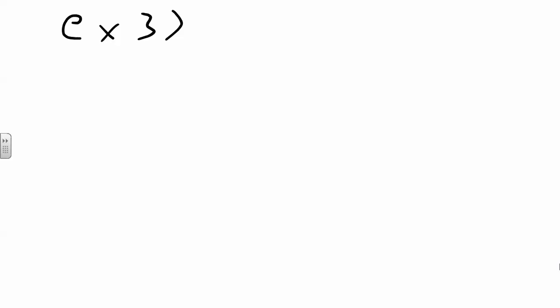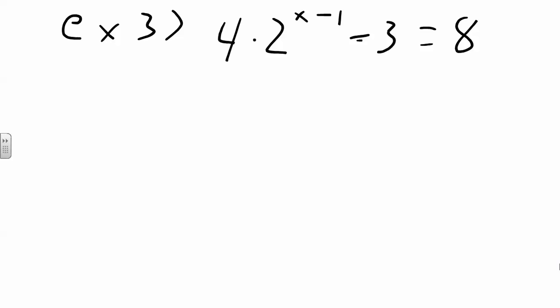Let's do 4 times 2 to the x minus 1, minus 3 equals 8. Again, we want to isolate 2 to the x minus 1 by itself. So we're going to get rid of addition and subtraction first, then multiplication and division. So we're going to add 3.